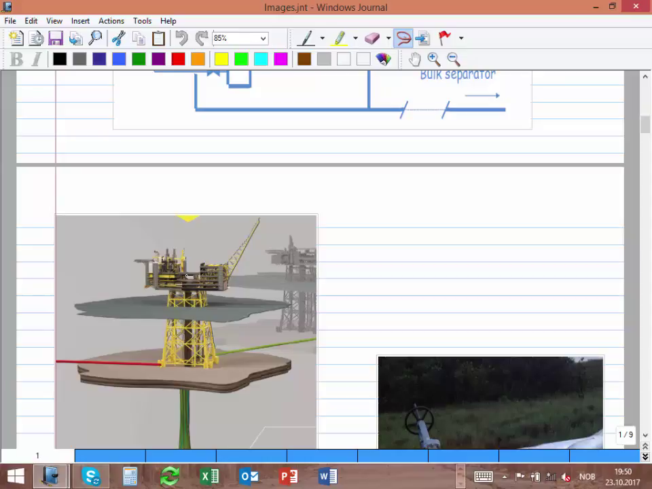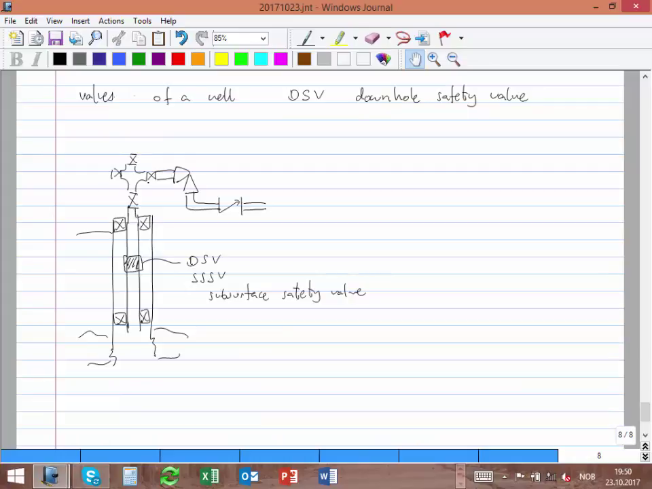What happens if, for some reason, when they are installing the BOP on the well, they knock the Christmas tree? When that event happens, it doesn't matter if you have two valves here, it will knock the whole tree, and then you have no barrier. You're unprotected. So that's why the requirements, let's write here something very quickly about safety barrier philosophy.